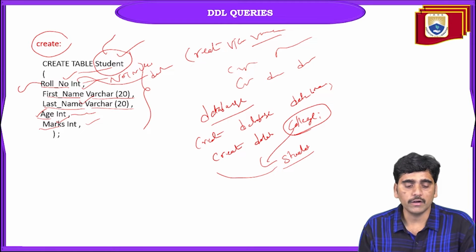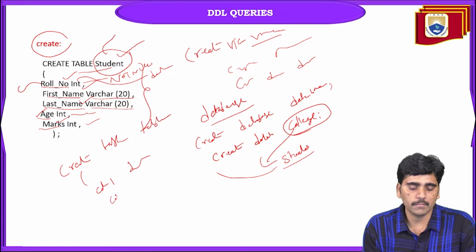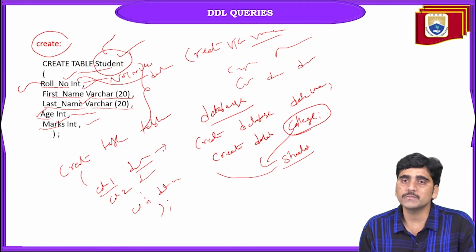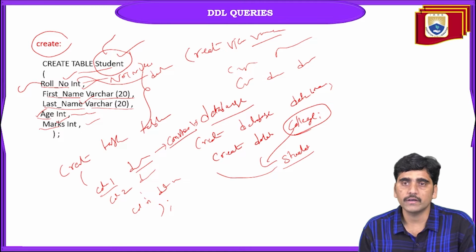So if you want to create the table, you need to have the syntax like what? Create table name, open brace, column name 1 data type, column name 2 data type, up to column n data type n, closing semicolon. Along with these column data types, if you want to specify constraints, you can specify constraints also, right?